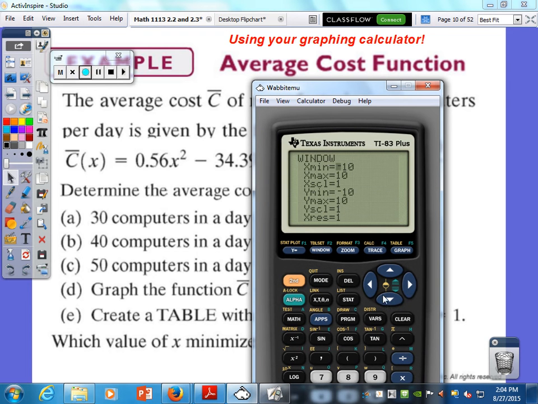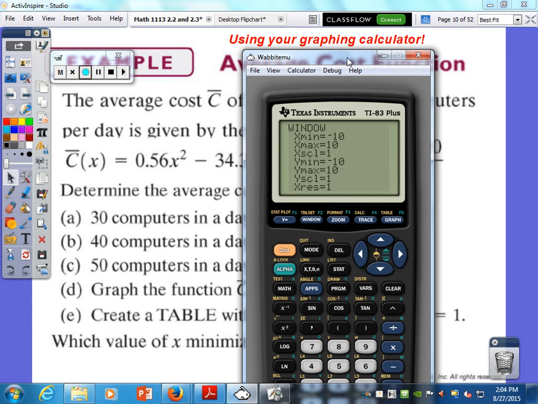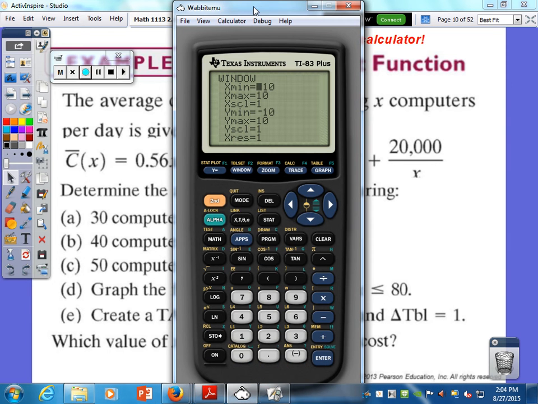So I'm going to go to the window, and I'm going to make my min of X to be 0. And then I'm going to increase my X max. If I look right here, it says it wants me to determine 50 computers, so I'm going to go a little bit above that, so I'm going to go to 60 computers. This X scale says, how do you want my tick marks to be represented? You can do it by 1s, you can do it by 5s, you can do it by 10s. It doesn't really matter at this point in time.